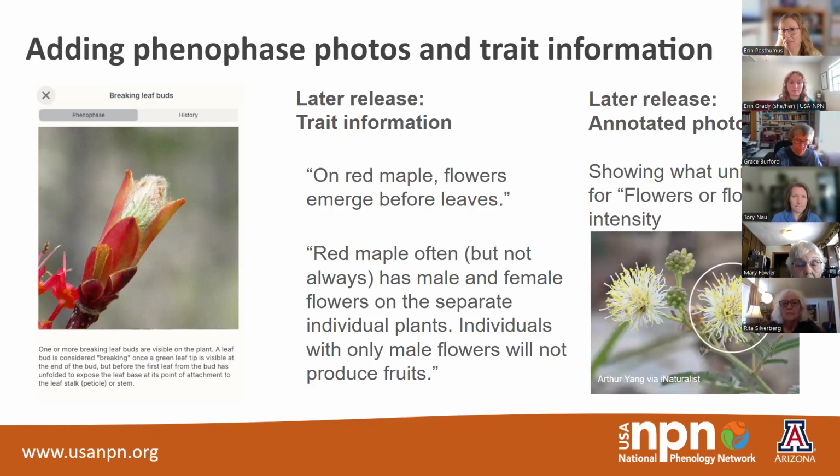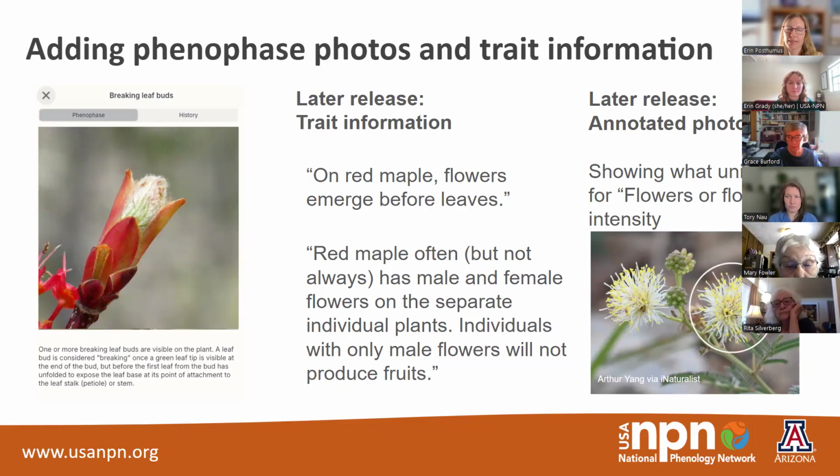Eventually, we'll also have trait information. This won't be in the first release, but it's something that we are working on. We have a wonderful student, Oscar Anderson, who's going to be helping us to compile all this information. And this is really to help you get to know these plants a little better and to help with things that impact data quality. So, for example, knowing that for some species, flowers emerge before the leaves, and for red maple also that male and female flowers may be on separate plants, but not always. And so you just have some more cues in there to know what you're looking for and get to know the plants.